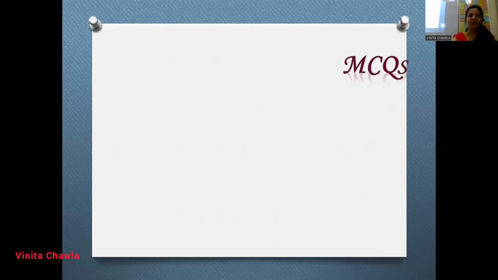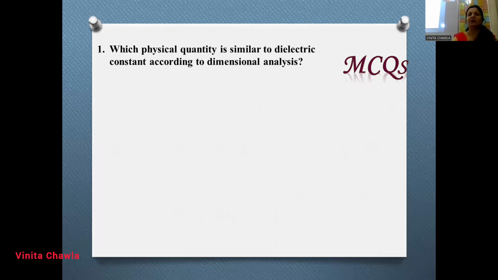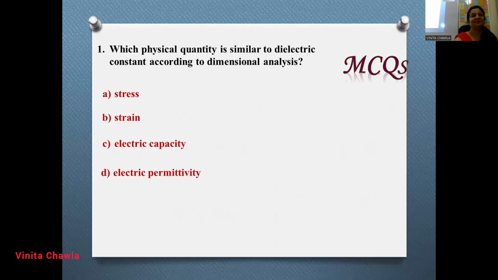First question is, which physical quantity is similar to dielectric constant according to dimensional analysis? Stress, strain, electric capacity, electric permittivity. See, dielectric constant is epsilon by epsilon naught. It has no units. Answer is strain.